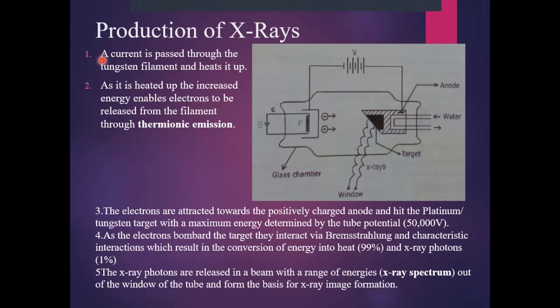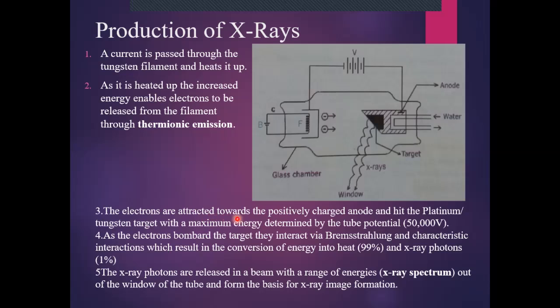So as an overview, a current is passed through the filament and it heats up. This is the filament which is heated. As it is heated up, the increased energy enables electrons to release from the filament through thermionic emission. So the electrons will be emitted from this cathode.